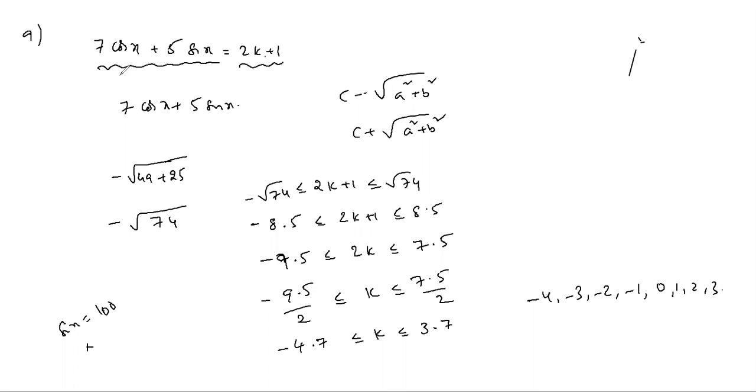So what is the range? c minus root a square plus b square is the minimum value, and c plus root a square plus b square is the maximum value. So minus root 74 to plus root 74 is the range for 2k plus 1, but we have to find the values of k. So take the approximate value and simplify: minus 4.7 to 3.7. We only have to count the integer values. What are the integer values that lie between this range? These values. So how many? 8. So the number of solutions is 8.